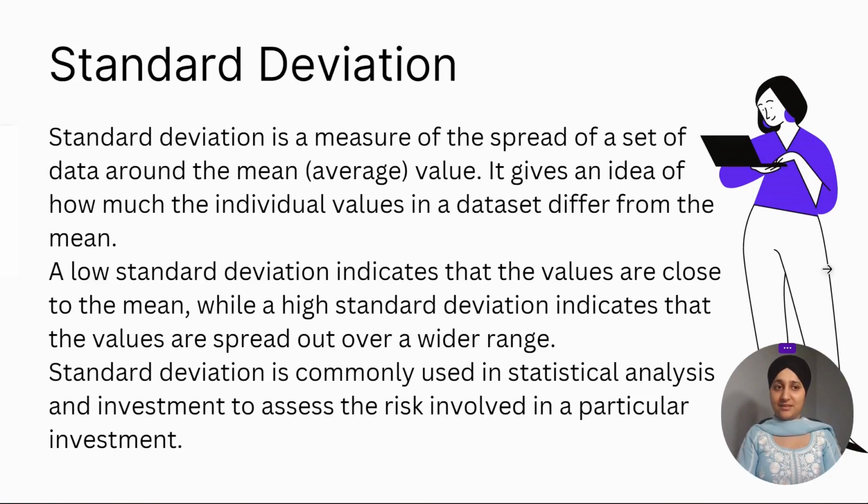Stay connected. So you can see a lot of text on this slide, but standard deviation is really simple to understand. Standard deviation is nothing but a measure of the spread of a set of data around the mean, or we can say around the average value. It gives an idea of how much the individual values in a data set differ from the mean. Right? A low standard deviation indicates that the values are close to the mean, while a high standard deviation indicates that the values are spread out over a wider range. Standard deviation is commonly used in statistical analysis and investment to assess the risk involved in a particular investment.